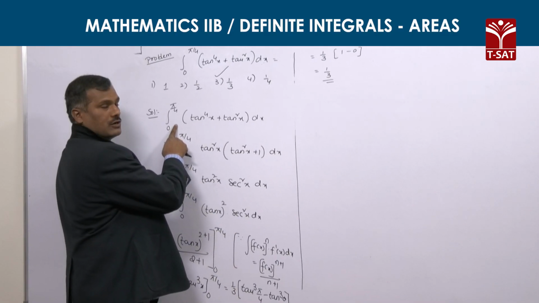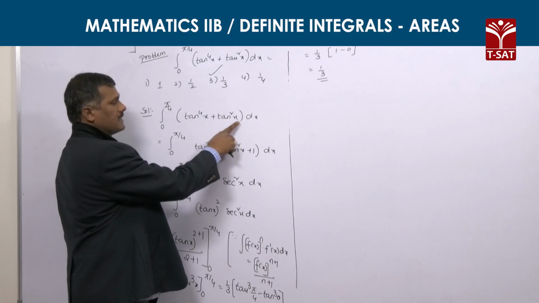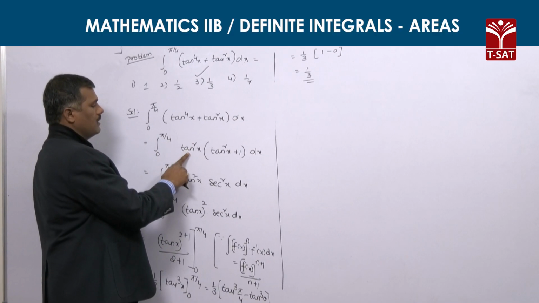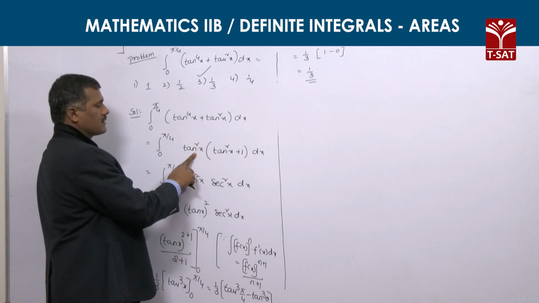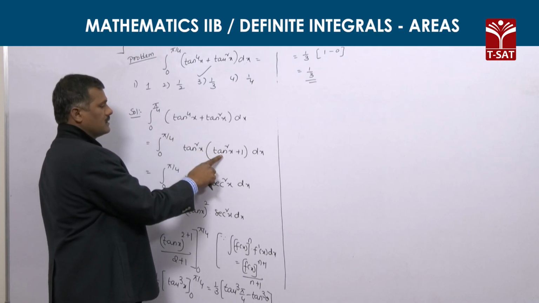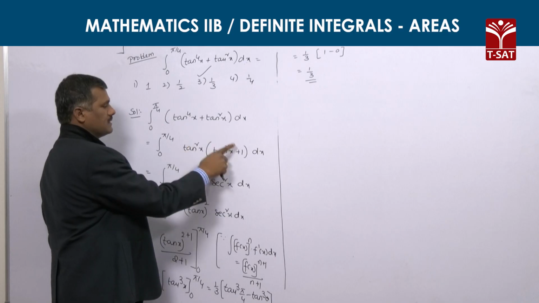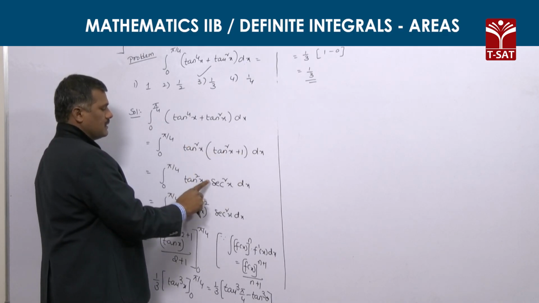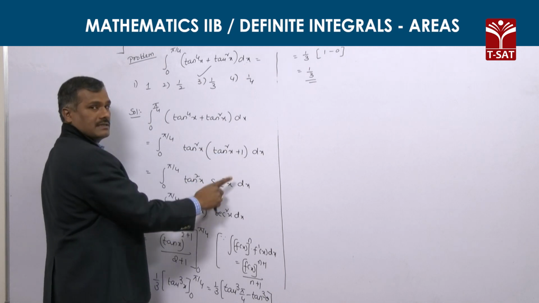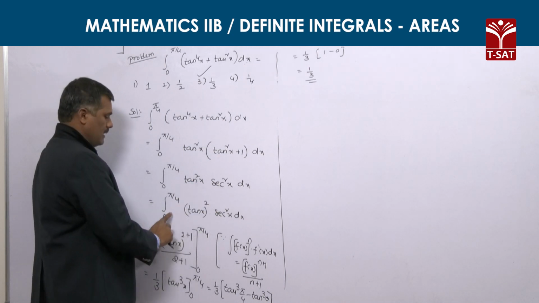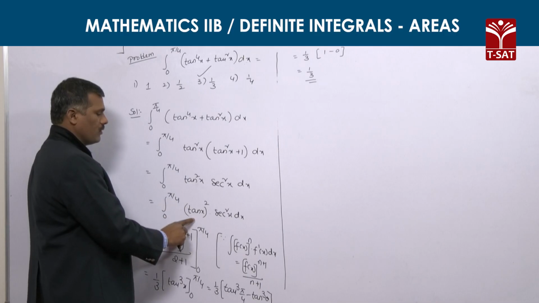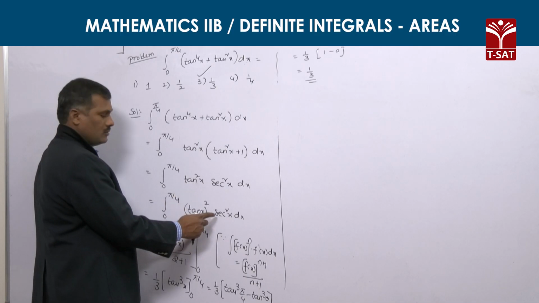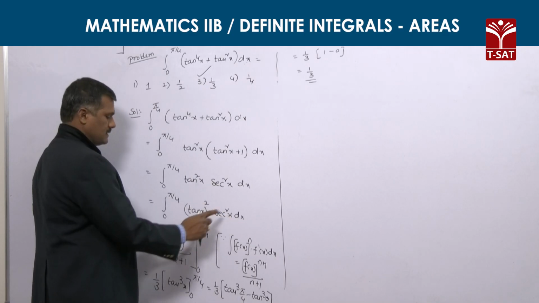Solution: the integral from 0 to pi by 4 of tan power 4x plus tan square x dx. Taking tan square x common, the remaining first term is tan square x plus 1, into dx. Tan square x into 1 plus tan square x is equal to secant square x. So the integral of 0 to pi by 4 of tan x whole square into secant square x dx.